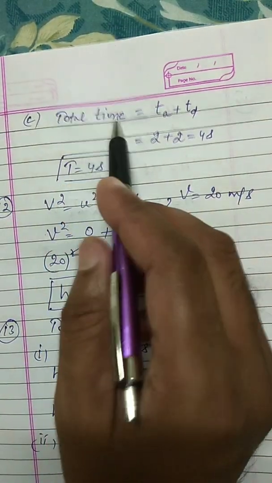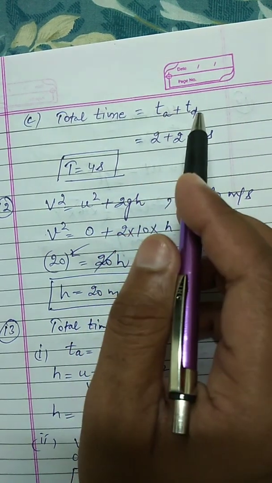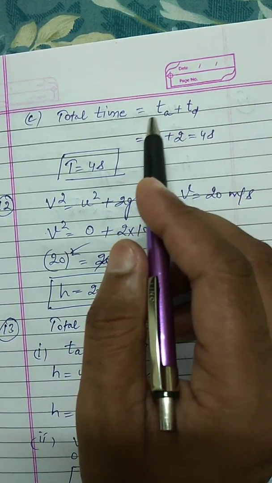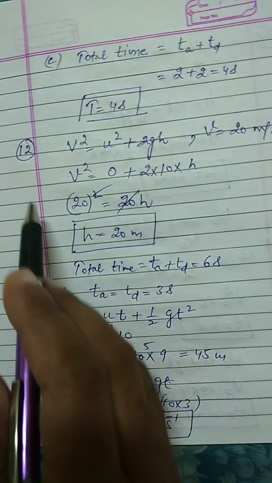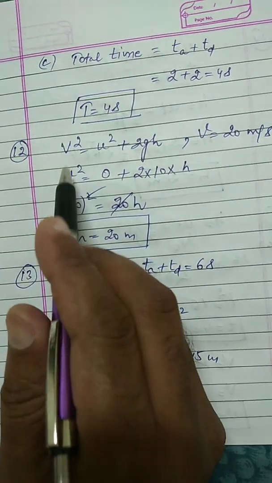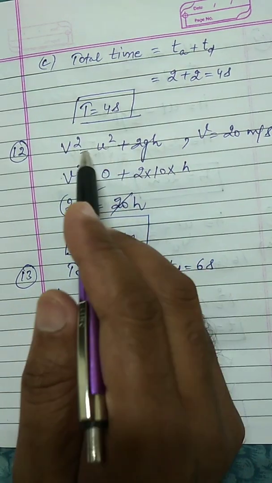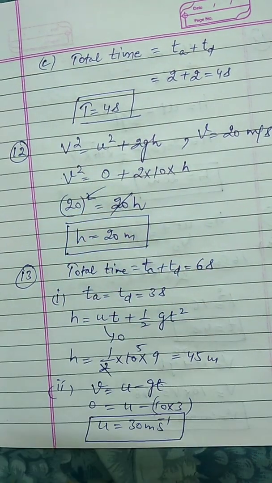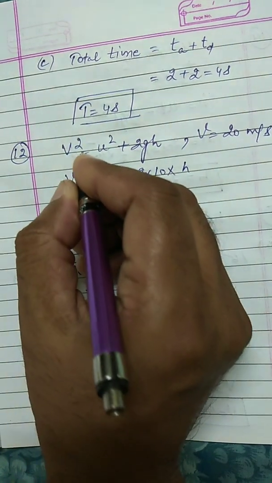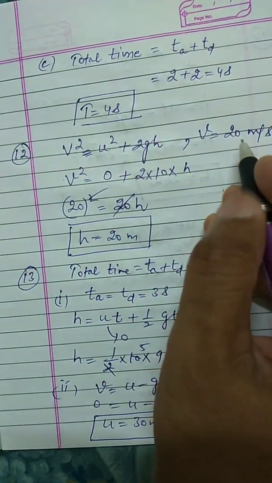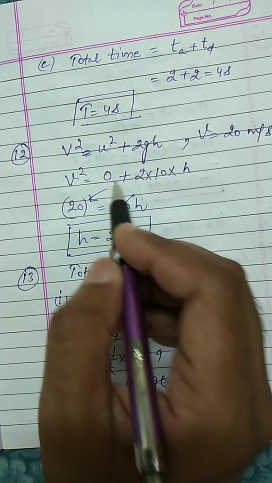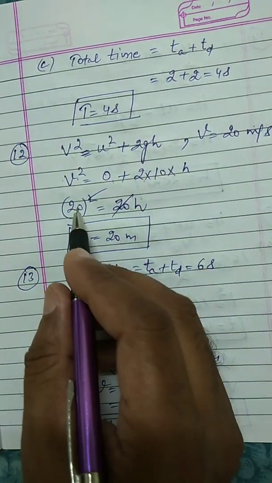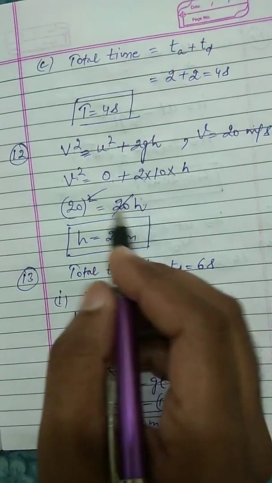C part, total time, as I told you, time of ascent is always equal to time of descent, so just add both these to get the total time, 2 plus 2, 4 seconds. In 12th numerical, you have to find height. So V square is equal to U square plus 2GH. Final velocity is 20 meter per second, so that you can substitute here. U is 0, 2 into 10 into H. 20 square is equal to 20H, 20 will cancel, H is 20 meter.